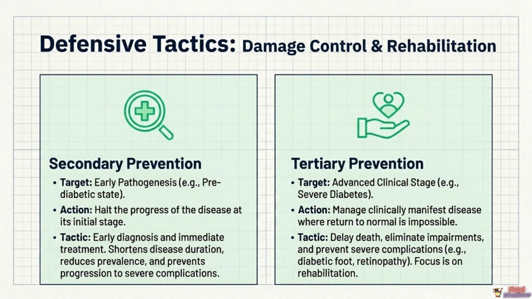Tertiary prevention targets the advanced clinical stage, when return to normal health is no longer possible, and the goal shifts from cure to management, rehabilitation, and prevention of further deterioration. Applied to severe diabetes, tertiary prevention encompasses intensive glycemic control to slow progression, regular ophthalmological screening to detect retinopathy before vision loss occurs, podiatric care to prevent diabetic foot amputation, renal function monitoring, and cardiovascular risk management. The focus is on maximizing functional capacity, preventing complications, and supporting rehabilitation and social reintegration.